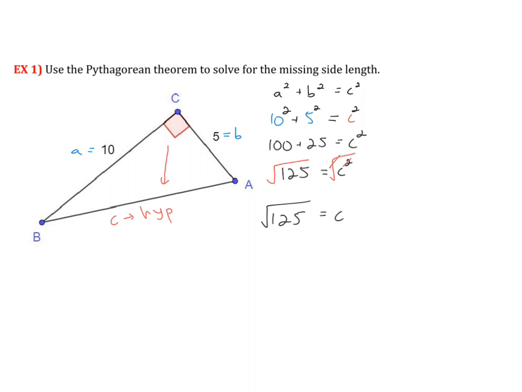You need to make sure that you simplify the square root. I do have a video that I will link down below in the description that shows you how to simplify radicals or square roots. So go ahead and watch that video if you need to, but I'm going to skip that step. Here, the square root of 125 is going to be 5 times the square root of 5 simplified.